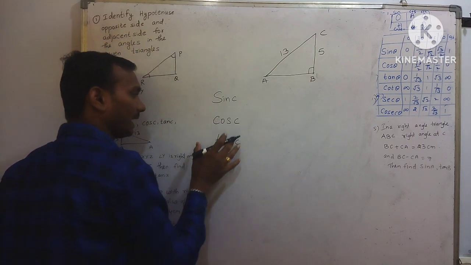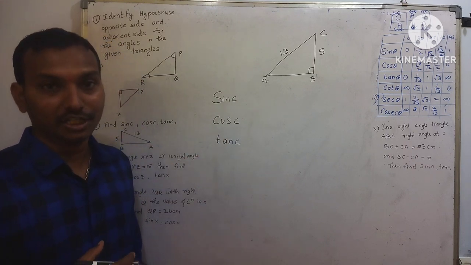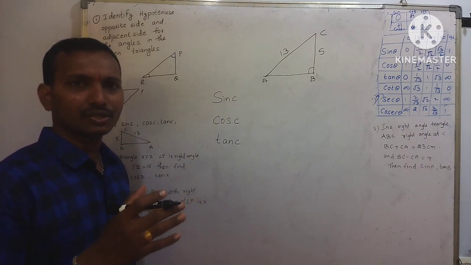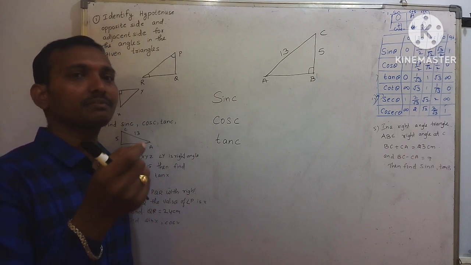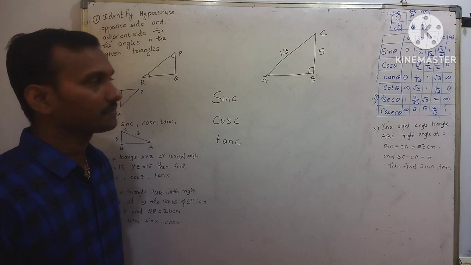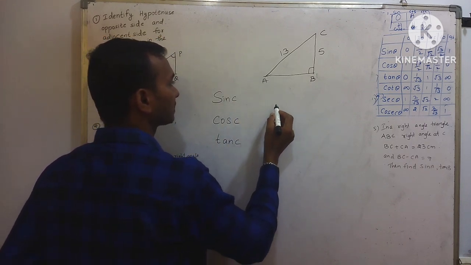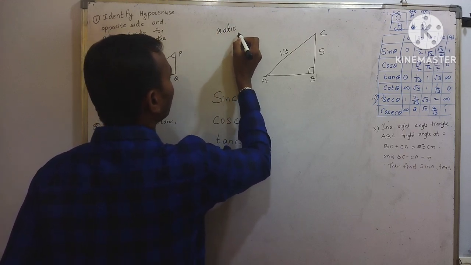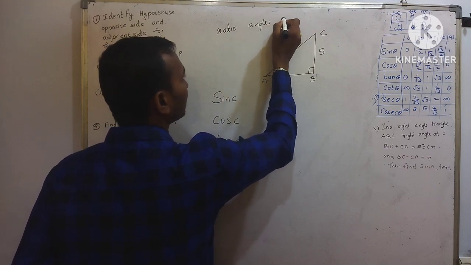We call sin, cos, tan trigonometric ratios. So what will the trigonometric ratios show? Trigonometric ratios will show the relationship between the angles of a triangle and its corresponding sides. Okay, they show a relationship between sides and angles.